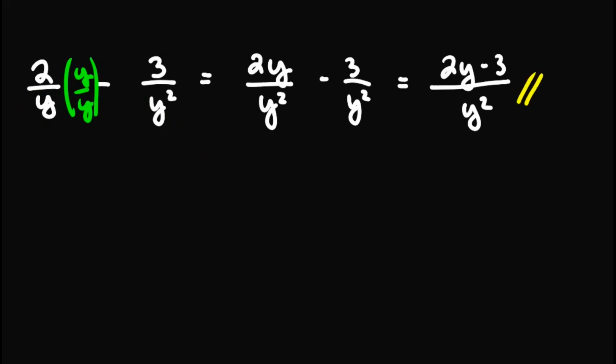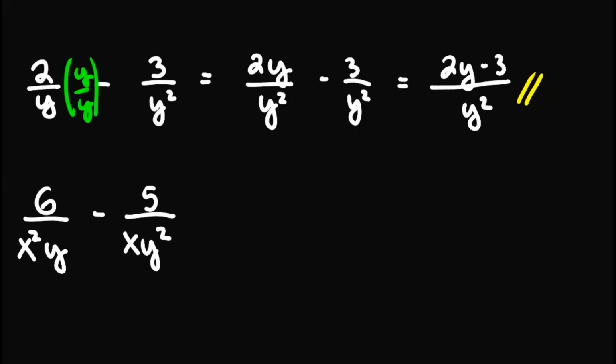Let's try a similar one in this next example. If we have 6 over x squared y minus 5 over xy squared, observe that the denominator is not the same. So what can we multiply in the first and the second rational expression to make this the same? Observe that this denominator is equal to x times x times y, and this one out here is x times y times y.